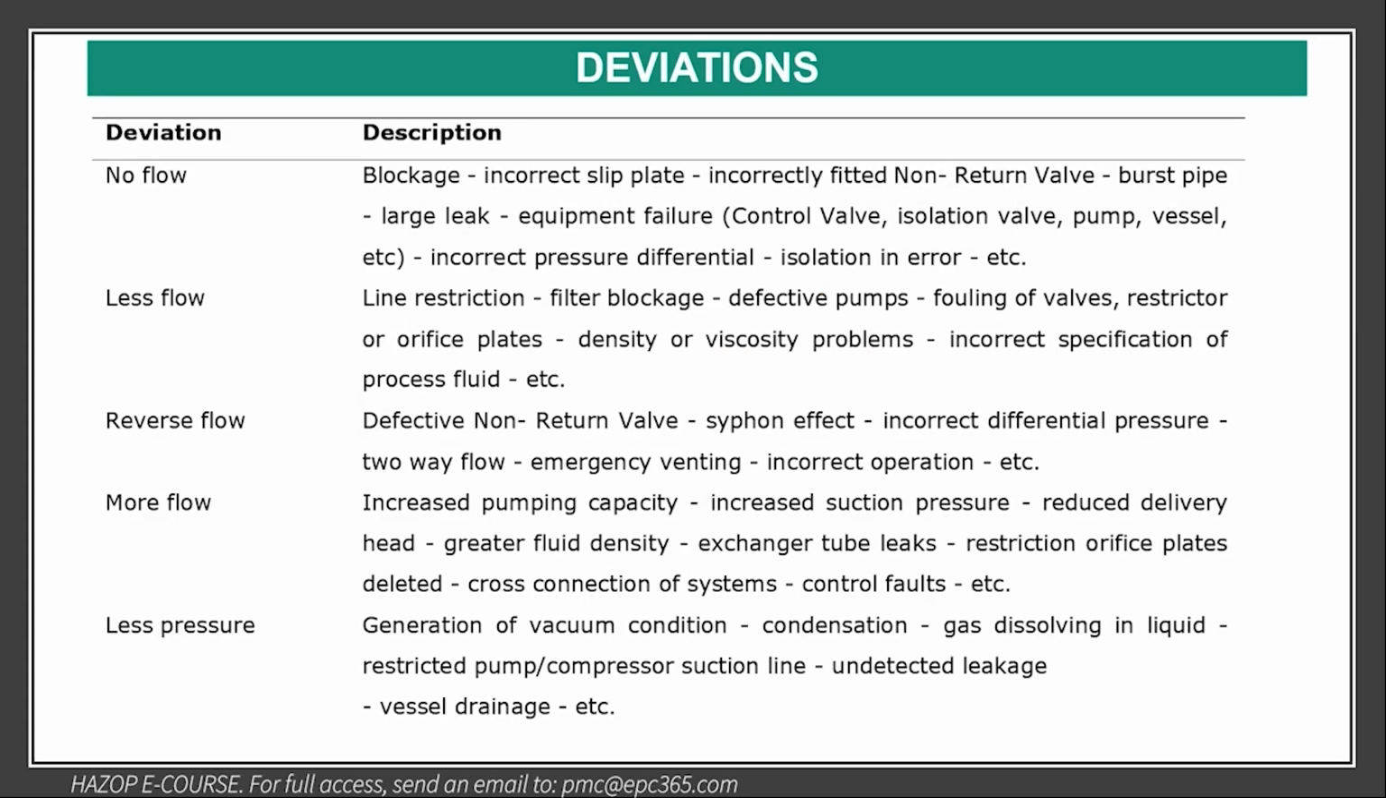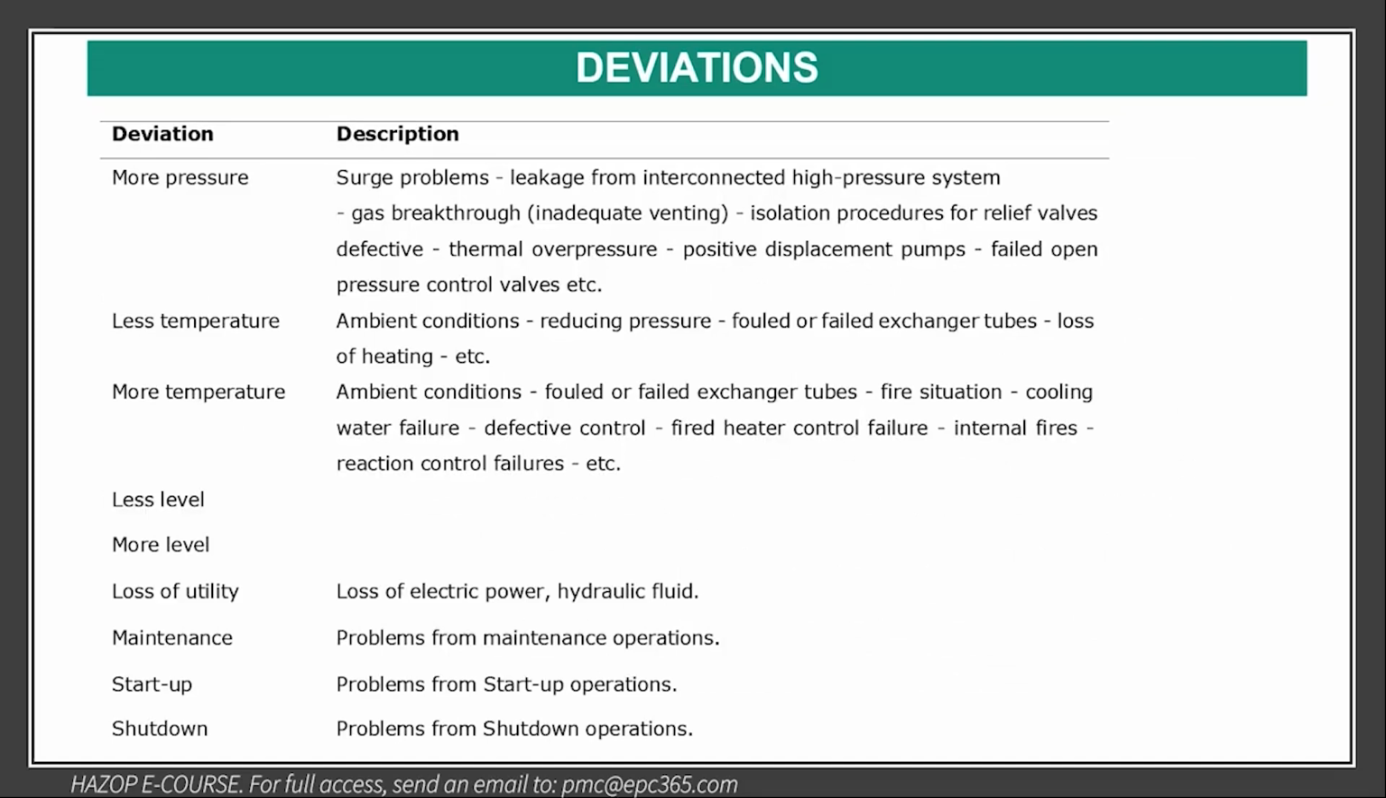So the deviation we normally use for oil and gas is no flow. For example, no flow can be a large leak or equipment failure. So these can all be no flow, less flow, more flow, less pressure, more pressure, etc. Normally in a HAZOP in oil and gas, we go through this for brainstorming in the workshop.